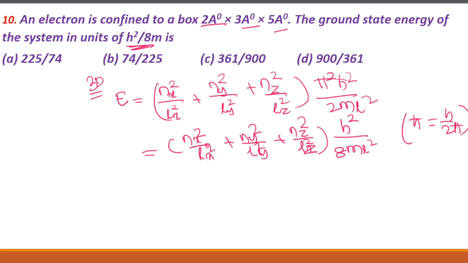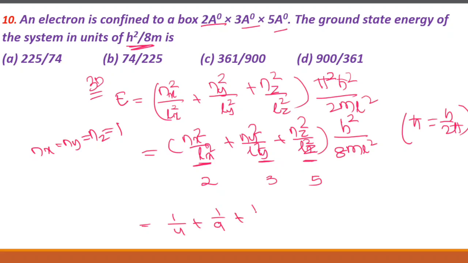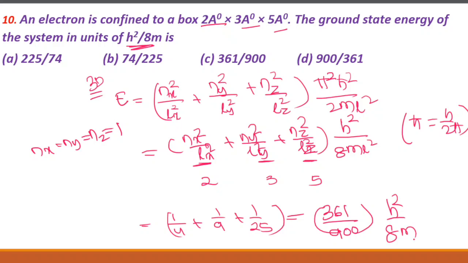Okay, now you can see they're asking for the ground state energy. So nx, ny, and nz will be 1, and you can put the values of lx, ly, and lz as 2, 3, and 5. So you can calculate 1 by 4 plus 1 by 9 plus 1 by 25. So you can calculate this easily. This will be equal to 361 by 900 times h square by 8m. Okay, so C is your correct option.